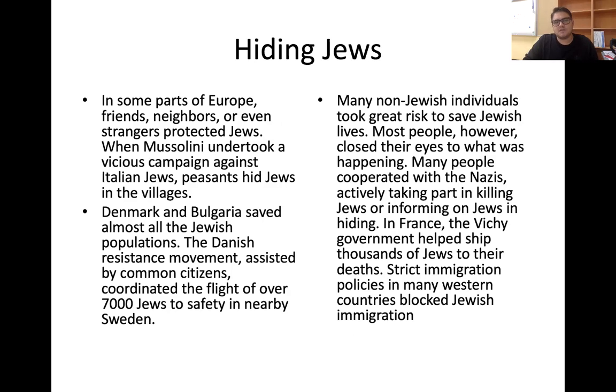So, hiding Jews. The people who couldn't fight, well, they hid. In some parts of Europe, friends, neighbors, or even strangers protected Jews. When Mussolini undertook a vicious campaign against Italian Jews, peasants hid Jews in the villages.